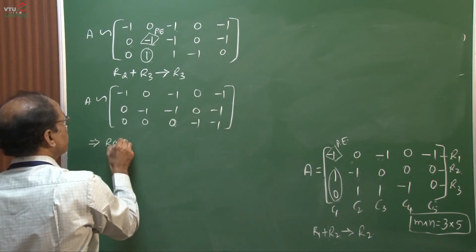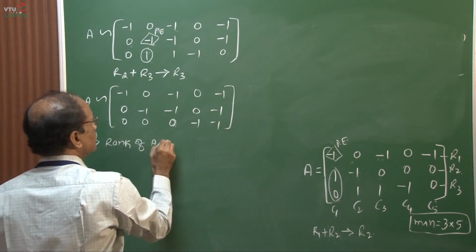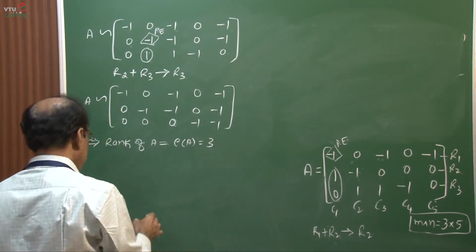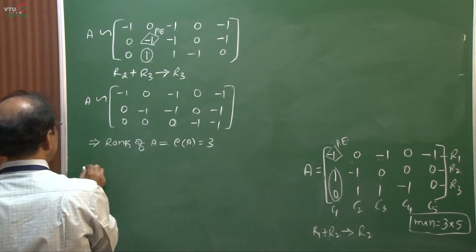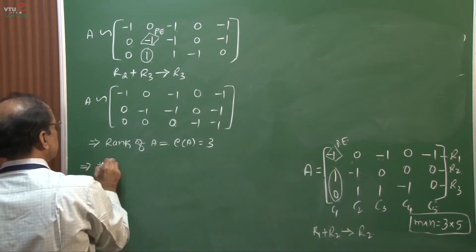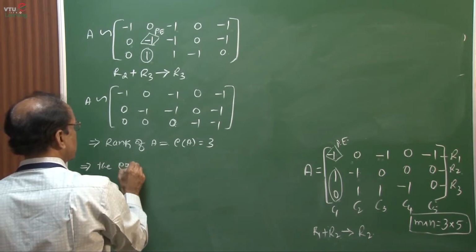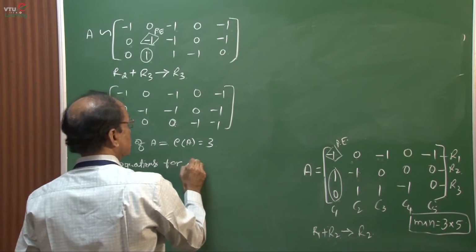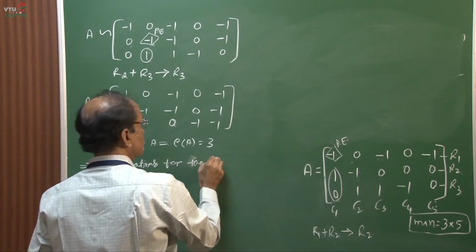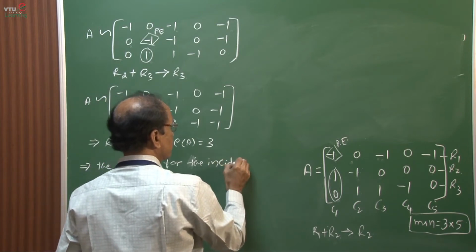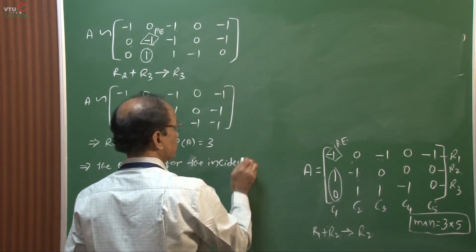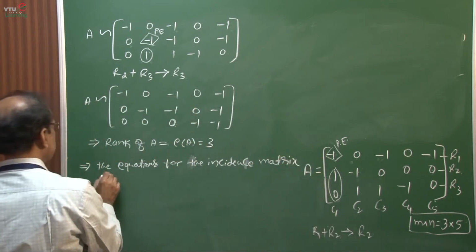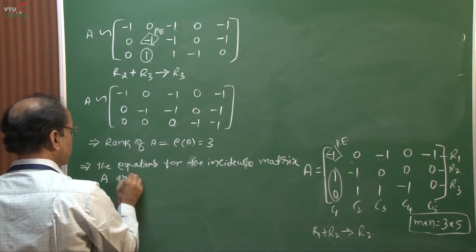This implies rank of A is equal to row of A is equal to 3. That implies the equations for the incidence matrix A are given by the following.